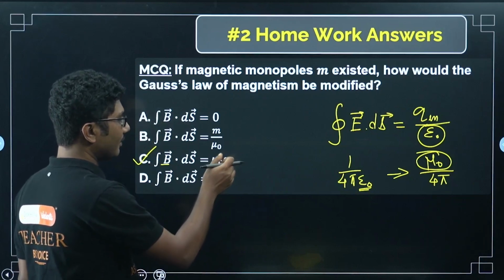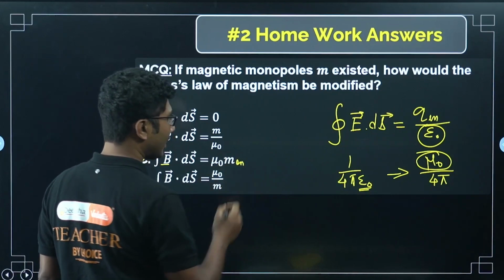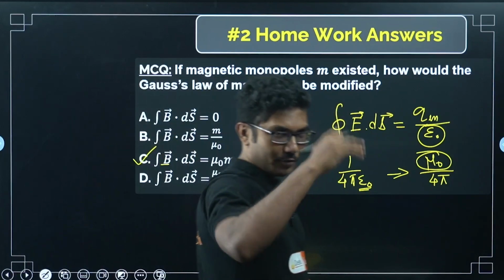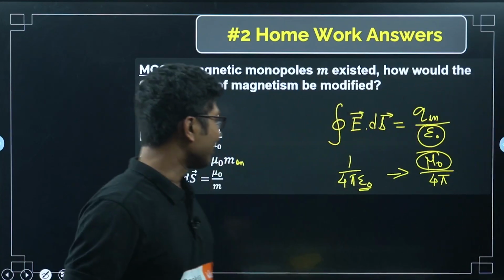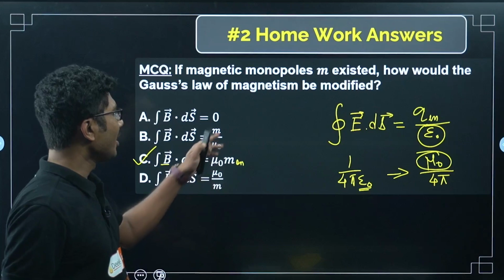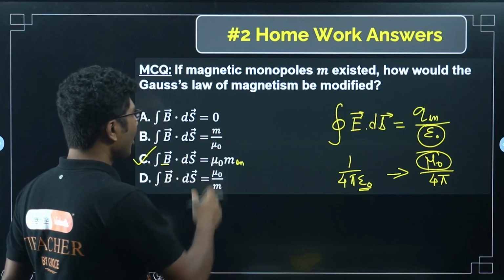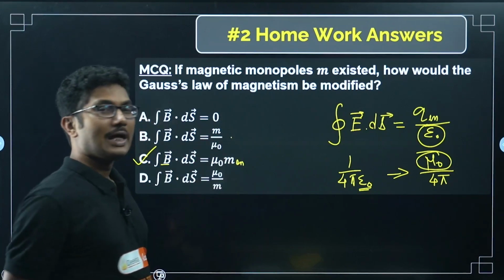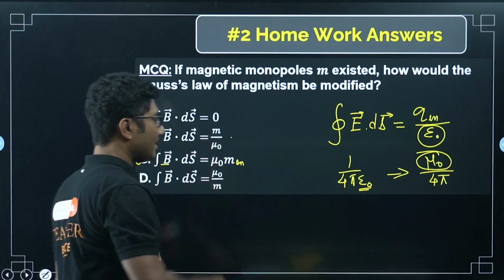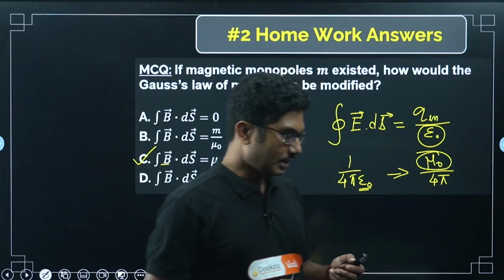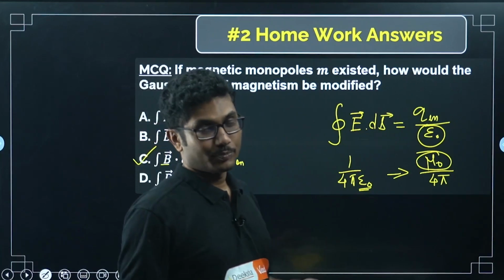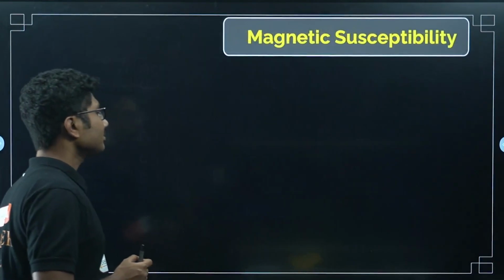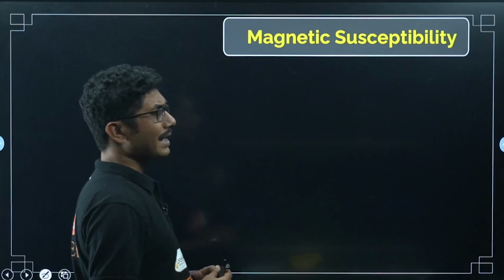So m enclosed or normal m, whatever you can write. Obviously, the m inside that surface should be mu naught m, not m by mu naught. Be careful. Most students generally misunderstand that and answer m by mu naught. This is a very common question. Maybe not for KCET, but maybe it will come. Who knows, right? Now let us look into magnetic susceptibility.